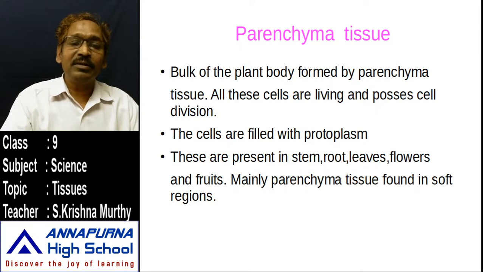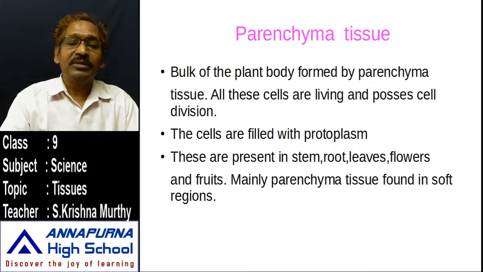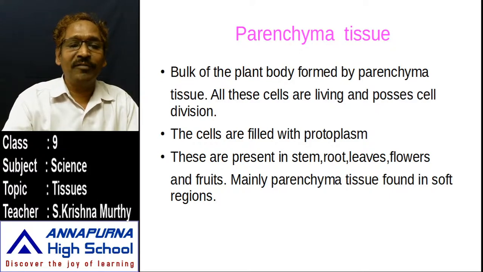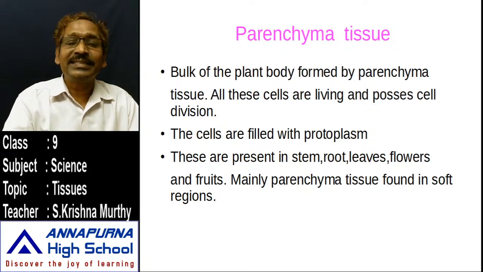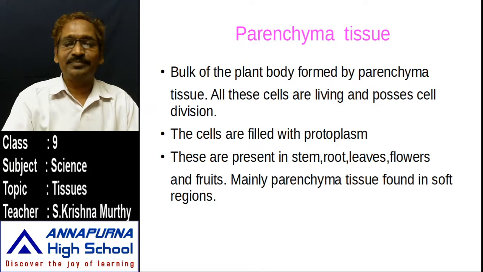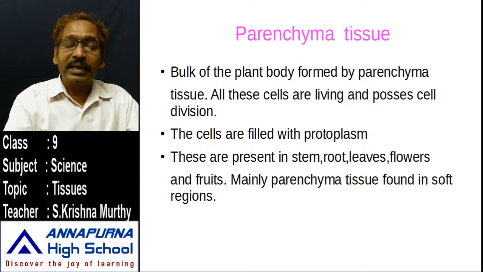So while dividing cells from the pre-existing cell, the plant should get growth, the flower should get growth, the fruit should get growth, and each and every part should get growth. To get the growth, the parenchyma tissues continuously should undergo cell division. Because all these are living cells, and not only that, these are helping for the transportation of the food material.